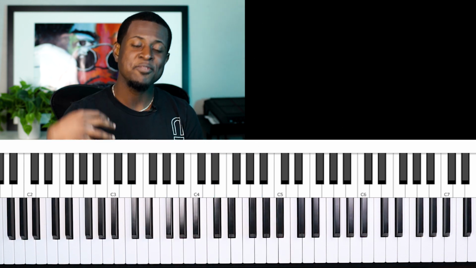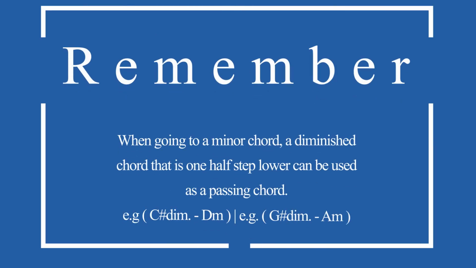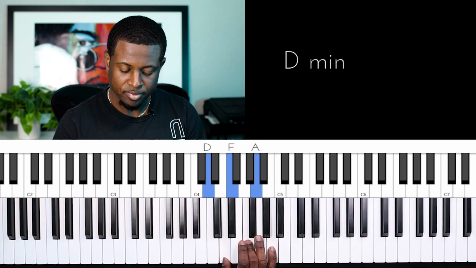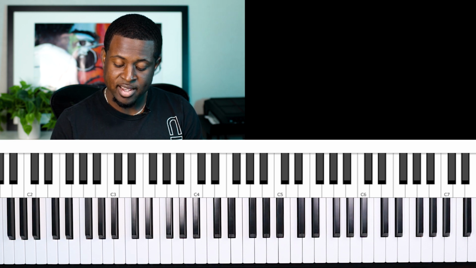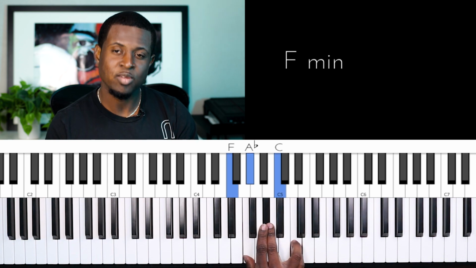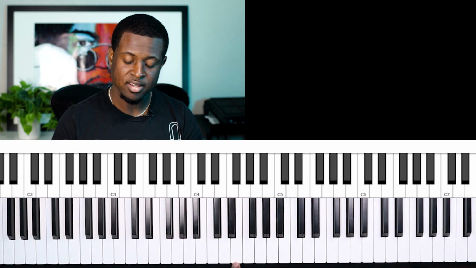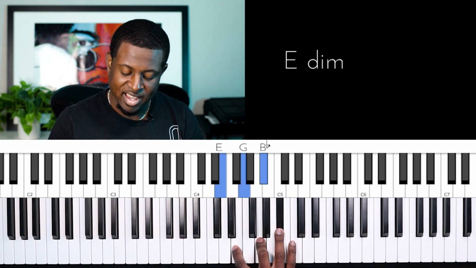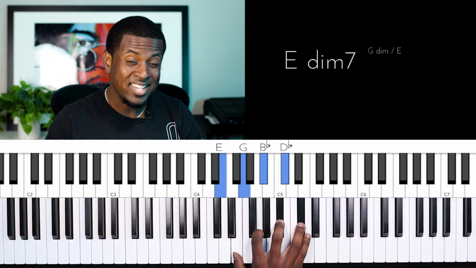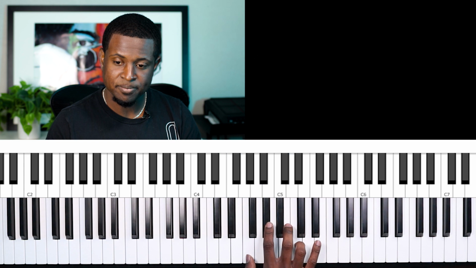And just for review, we can utilize a diminished chord as our passing chord to a minor chord when that diminished chord is 1 half step below the minor chord we're going to. So if we're playing, let's say, an F minor chord, we can use a diminished chord that's 1 half step below the F. So what's 1 half step below the F? We have E. So we can play an E diminished or E diminished 7th chord going to the F minor chord.